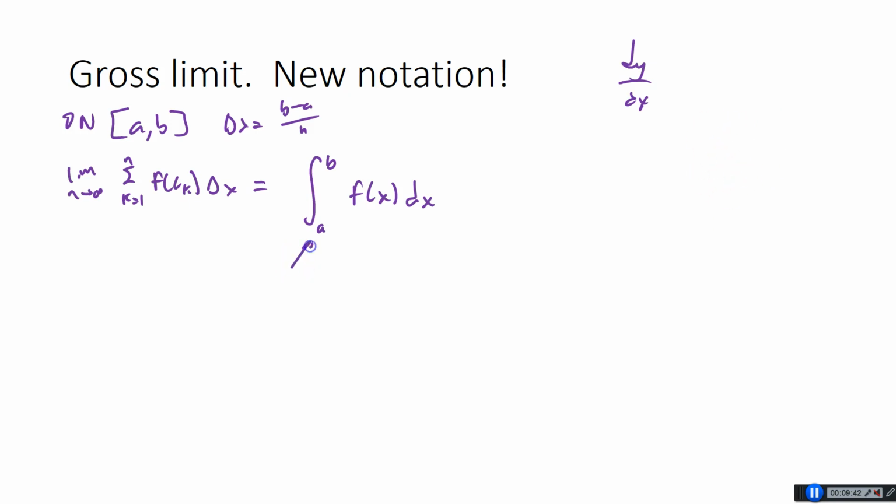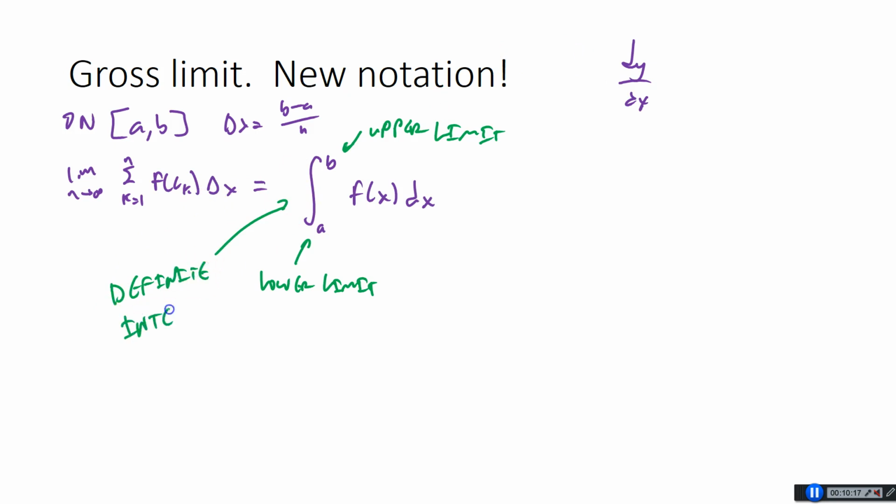So the a and b here, these are called limits. This is called the lower limit. That's where you start. And then this b at the top is called the upper limit. I should do this in a different color. Let's use green. This guy down here is the lower limit. This b up here is the upper limit. This whole thing is called a definite integral. We'll talk about indefinite integrals in chapter 6. Okay, this is a definite integral.